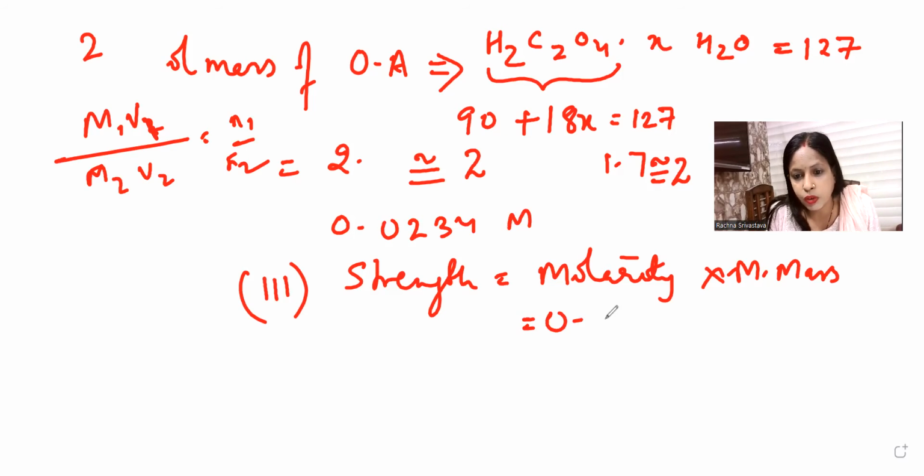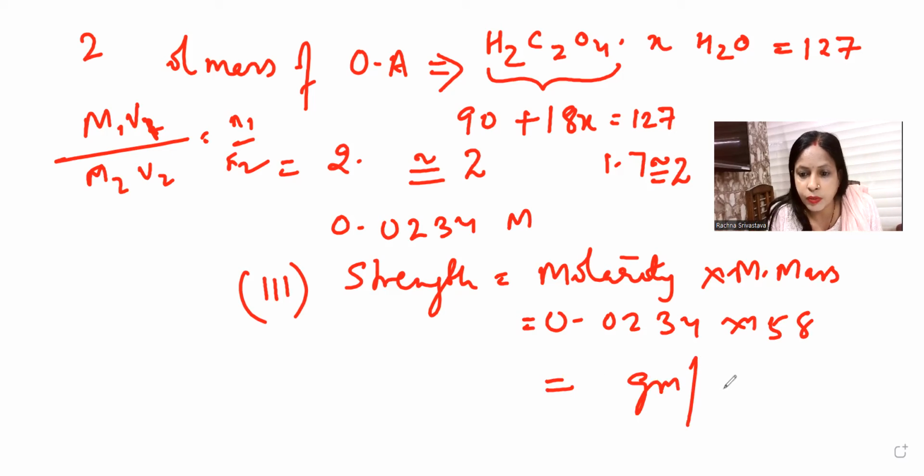So you will write 0.0234 into 158. 158 is the molecular mass of KMnO4. Whatever answer you get, the unit will be gram per liter. Is it clear? The strength which is printed in the question paper is in grams per liter. So you have to be really very careful about the unit.